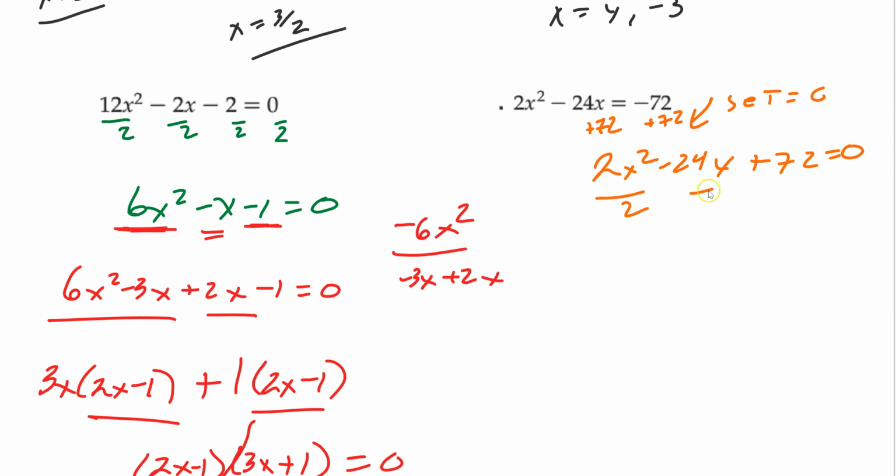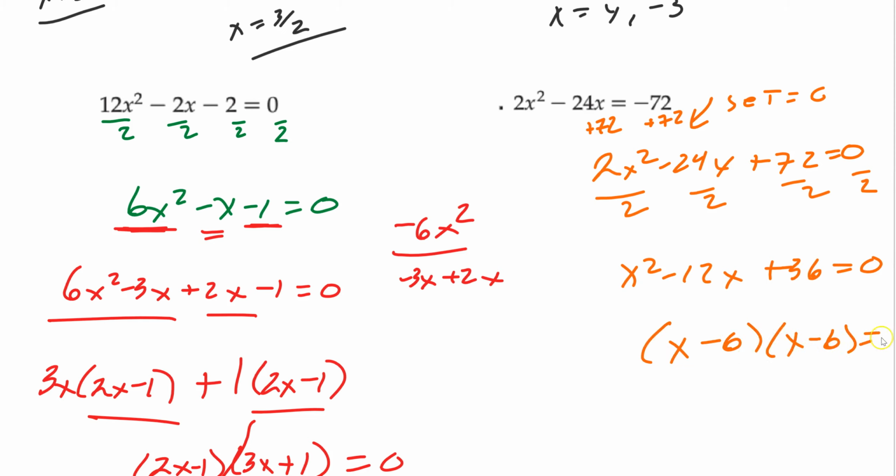Now here, again, notice they're all even. I can divide by 2, make my life a lot easier. Whatever I do to one side I do to the other, so I can divide 0 by 2 also. I get x squared minus 12x plus 36 equals 0. Factor it. That's x minus 6, x minus 6. So I get x equals 6, and what that means is I have a double root. Boom. You only have one answer twice, double root.